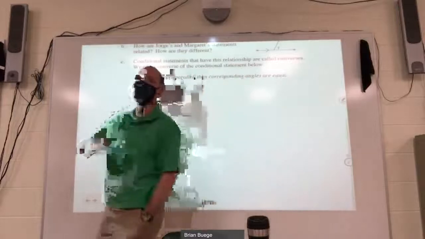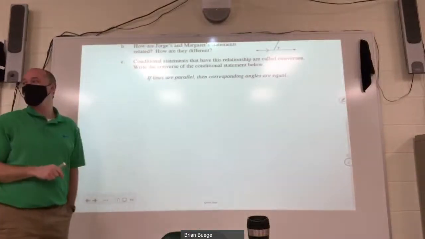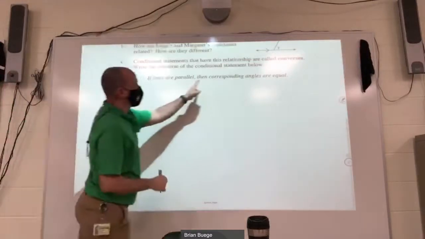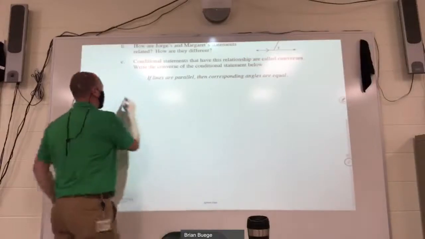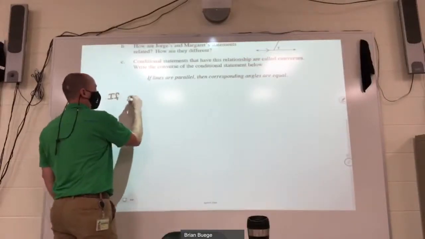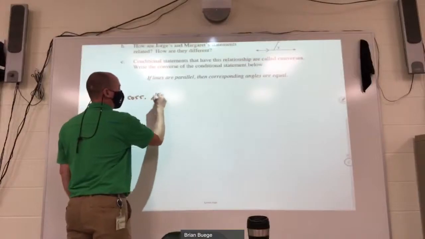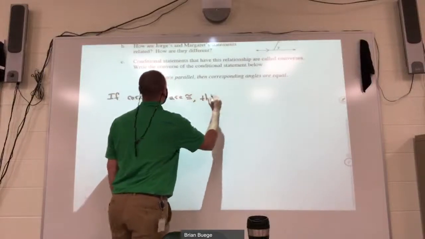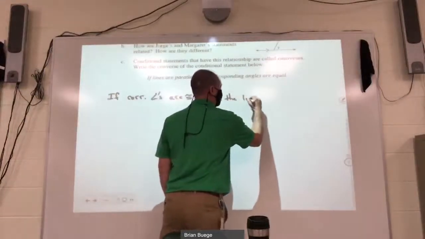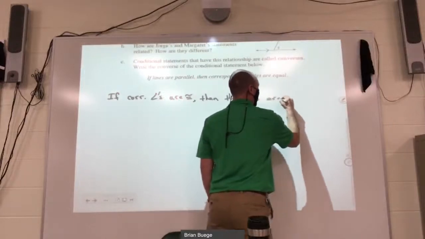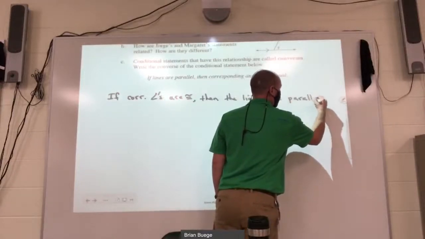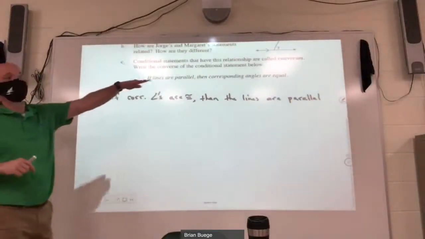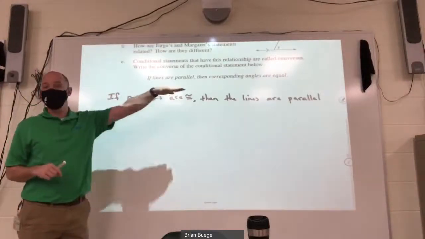Okay, so now if I write the converse, here's what I was talking about. Let's just kind of write this one out. If I switch the if and the then, we have the converse. So I'm going to quite literally just put those in different spots. If corresponding angles are congruent, then the lines are parallel. Okay, that would be the converse. If parallel, then equal. Converse is if equal, then parallel.